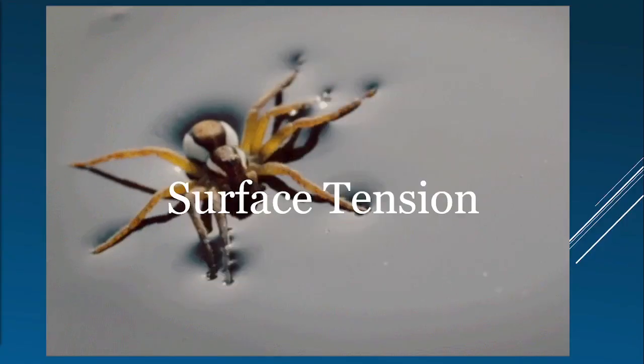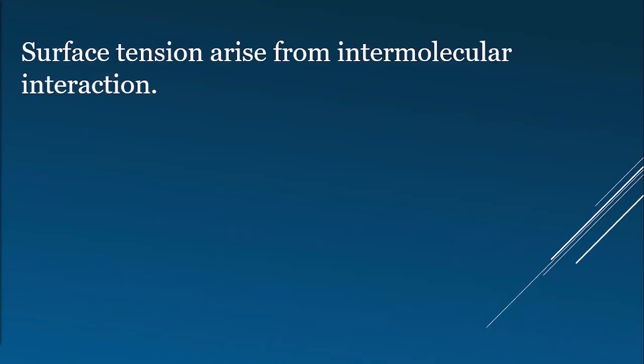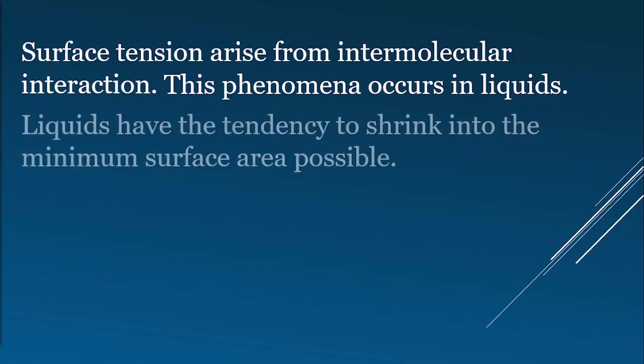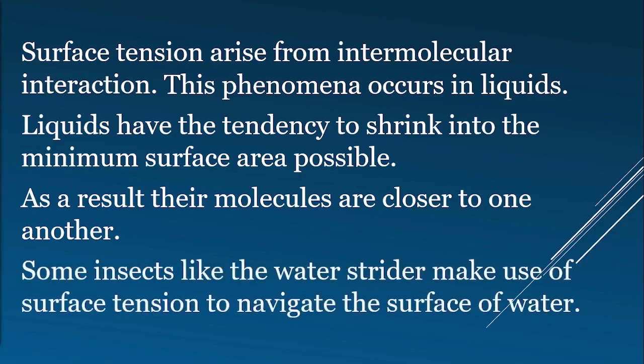Surface tension. Surface tension arises from intermolecular interaction. This phenomenon occurs in liquids. Liquids have the tendency to shrink into the minimum surface area possible. As a result, their molecules are closer to one another. Some insects like the water strider make use of surface tension to navigate the surface of water.